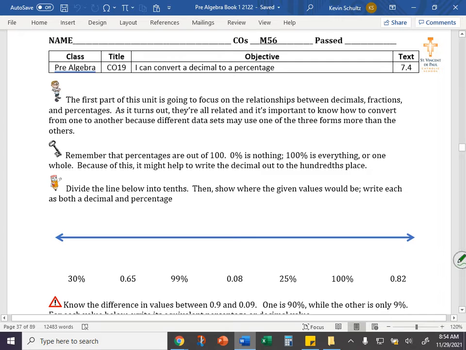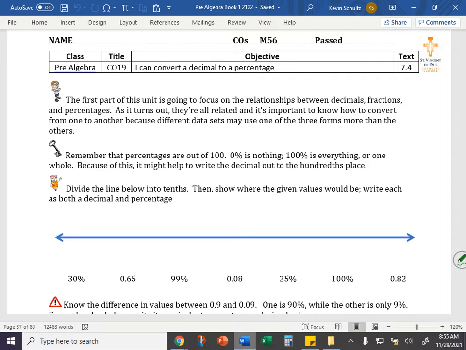Good day, pre-algebra. We are starting unit number 4, which is percentages. Right now we are 0% of the way through, but by the end we'll be 100% of the way through, and then we'll have our test on it. And really, we're gonna fly through these first 4 objectives because it's converting decimals and fractions to percentages. Both things you've done before.